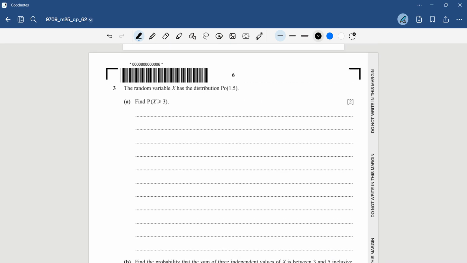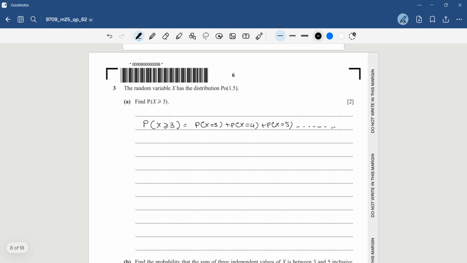Question number 3. The random variable x has a Poisson distribution with lambda 1.5. Find probability x more than or equal to 3. Since it is a Poisson distribution, it's endless, up to infinity. More than or equal to 3, it can be 3, 4, 5, 6, 7, it can be anything. So it's probability x equal to 3 plus probability x equal to 4 plus probability x equal to 5.